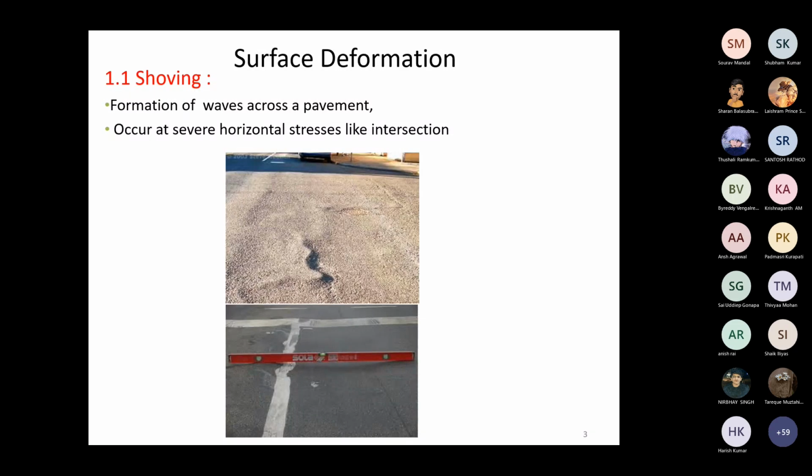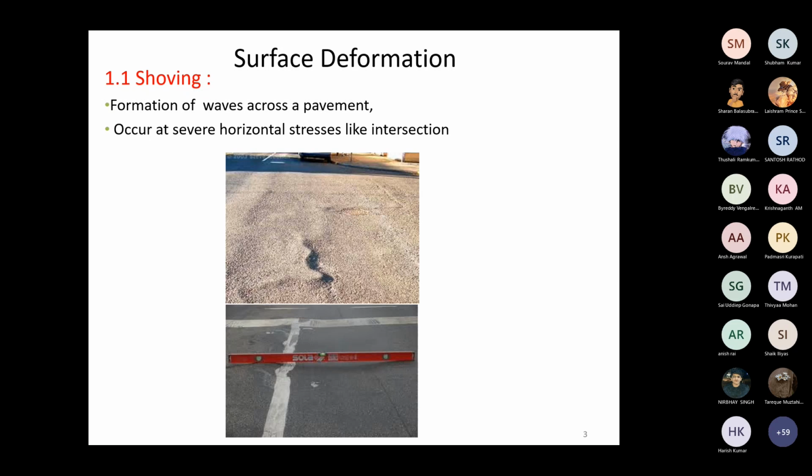The first one is shoving. With the picture itself, you will understand this as a formation of waves across the pavement. This occurs at severe horizontal stresses, like at intersections. The reason is a loss in stability: if you are not compacting properly, or if the mix has more bitumen content, it's not stable, or even if the underlying layer is not good, then this shoving can occur.